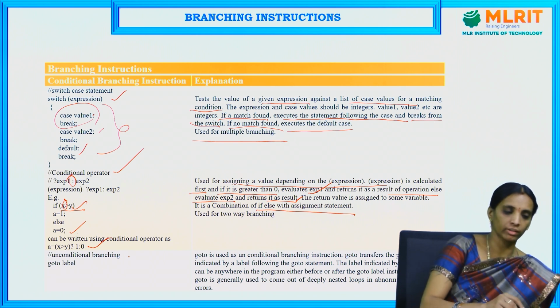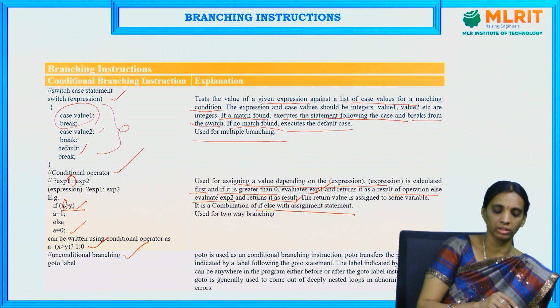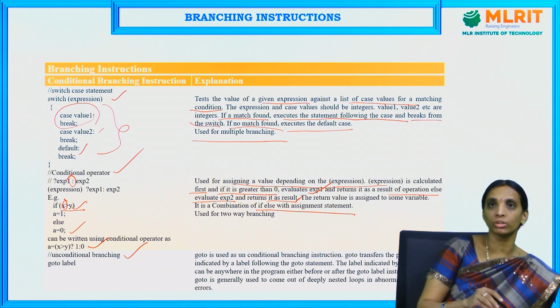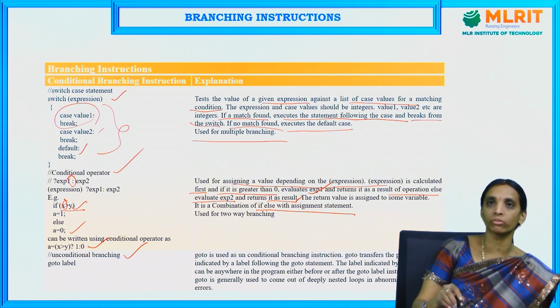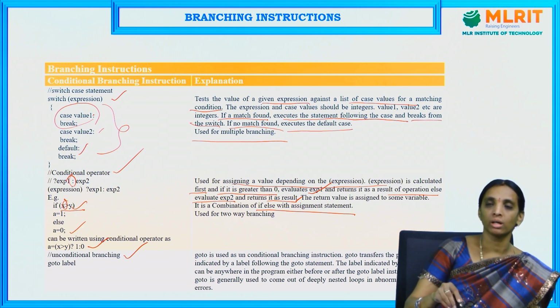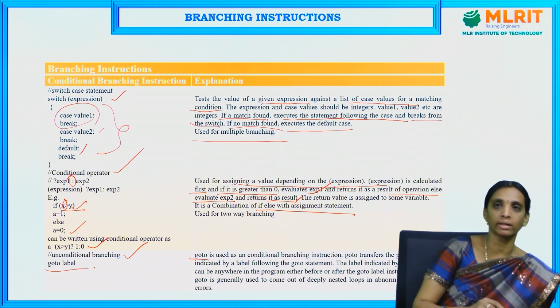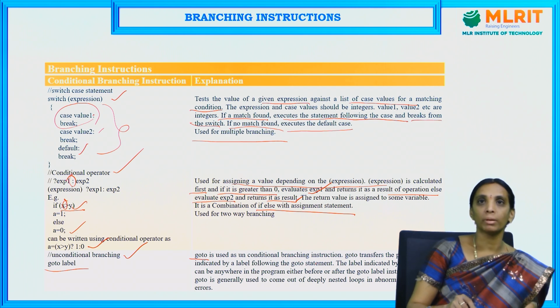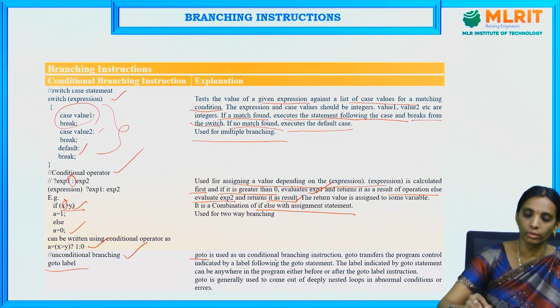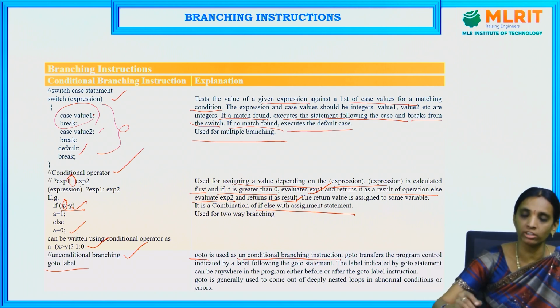Here we have another one which is unconditional branching. Unconditional branching means without any condition the program execution will stop in that particular main process and it will jump to another sequence of execution. Here goto is an example of unconditional branching. Goto is used as an unconditional branching instruction.